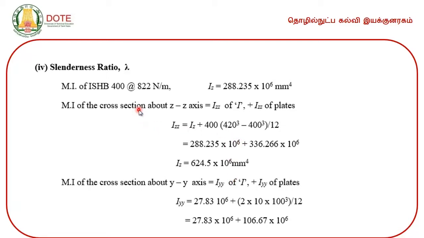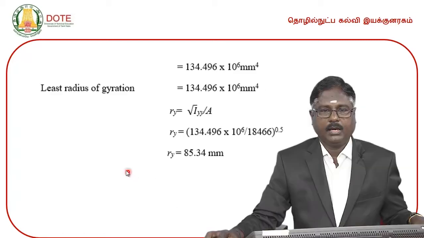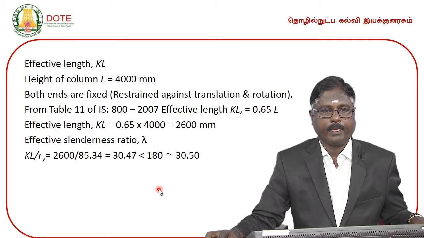This is IZZ of the whole section, IZZ of I section plus IZZ of the plates, it is given here. And similarly on the minor axis also we have to calculate the moment of inertia, and we can get the radius of gyration about both the axes, RXX and RYY.